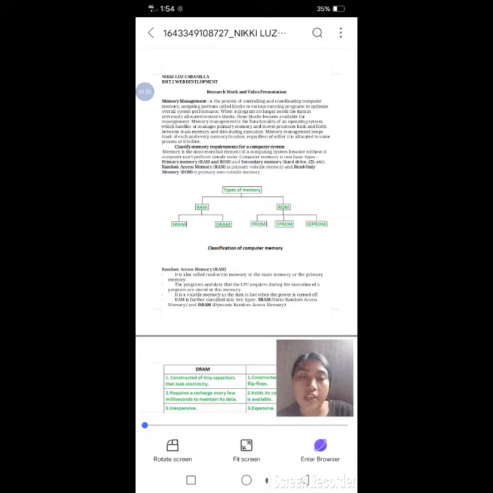Memory is the most essential element of a computing system because without it, a computer cannot perform even simple tasks. Computer memory is of two basic types: primary memory, RAM and ROM, and secondary memory, hard drives, CDs, etc. Random access memory, or RAM, is primary volatile memory, and read-only memory, ROM, is primary non-volatile memory. These are the types of memory. RAM is SRAM and DRAM, and the ROM is PROM, EPROM, and EEPROM.